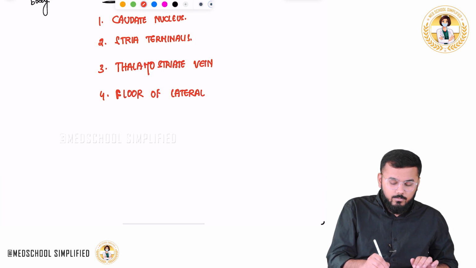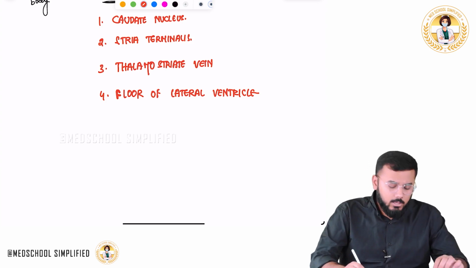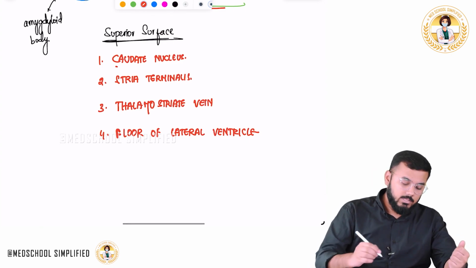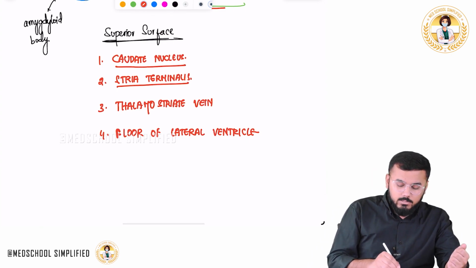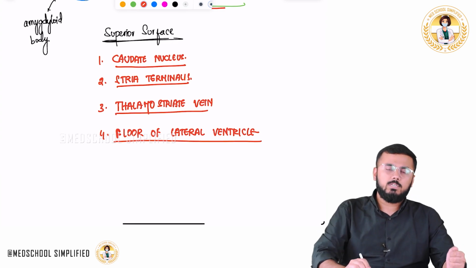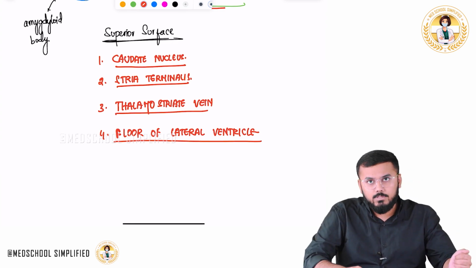So I have to write here the fourth important thing, that the floor of the lateral ventricle. Floor of the lateral ventricle. So what are the structures that form the superior surface? One is your caudate nucleus, stria terminalis, thalamostriate vein, floor of the lateral ventricle. These are the structures that form the superior surface, right?